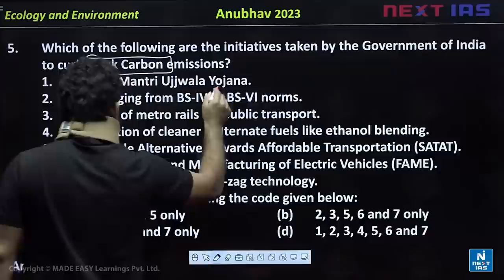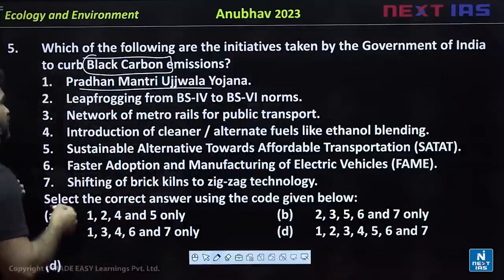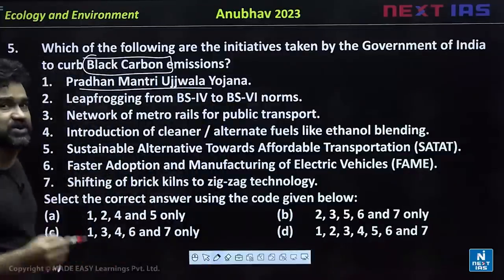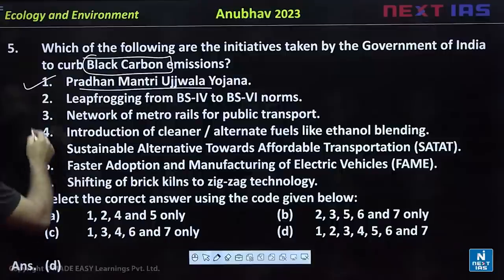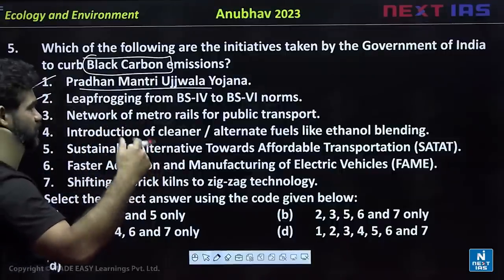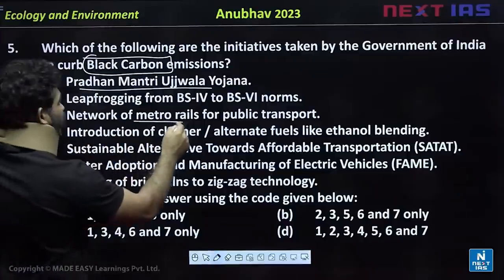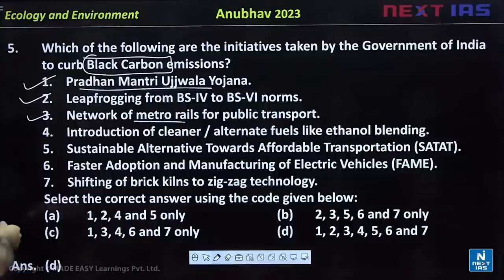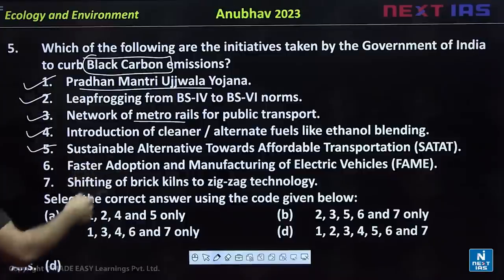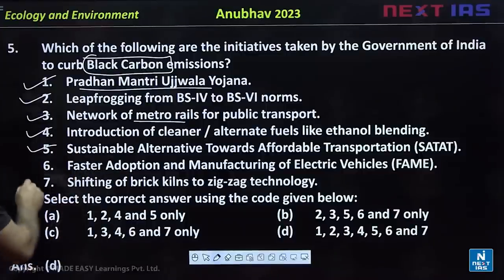Now Pradhan Mantri Ujjwala Yojana, yes, because LPG use will be there, that will reduce the black carbon emission that comes from the combustion of biomass based fuel. Leapfrogging from BS4 to BS6 norms to cleaner fuel, network of metro rail for public transportation, so fossil fuel demand may decrease because of this. Again cleaner fuel, introduction of cleaner alternate fuels like ethanol blending. Yes, sustainable alternative towards affordable transportation, that is SATAT. Yes, it's mentioned. Faster adoption and manufacturing of electric vehicles. Yes, shifting of brick kilns to zigzag technology. Yes, so these all would contribute in curbing black carbon emission.